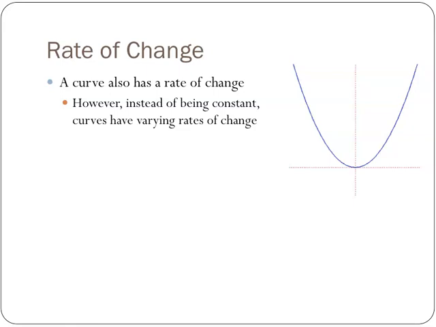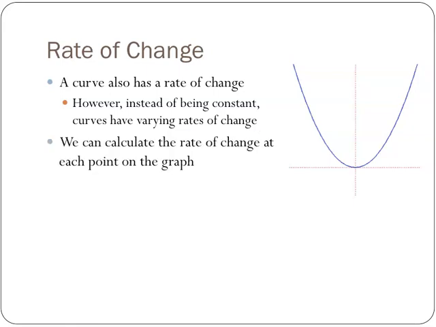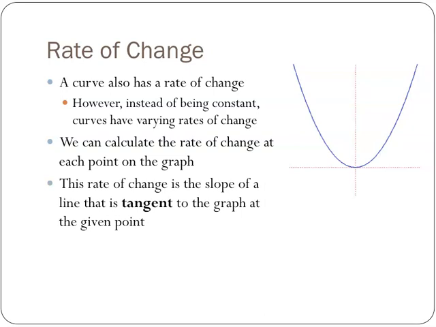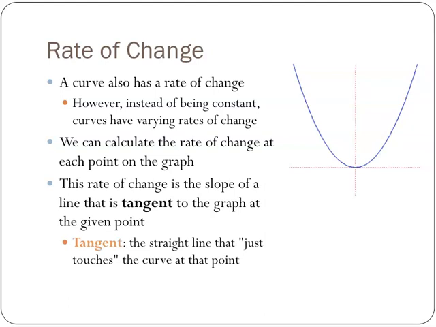So when we talk about rate of change, we want to be able to talk about it with respect to anything, including curves, where the rate of change will be different depending on where you are on the graph. Now, it is possible to calculate the rate of change at each point on the graph. How do you do that? Well, the rate of change is going to be the slope of a line that is tangent to the graph at that specific point. Now, a tangent is, just as a reminder, the straight line that, quote unquote, just touches the curve at that point.